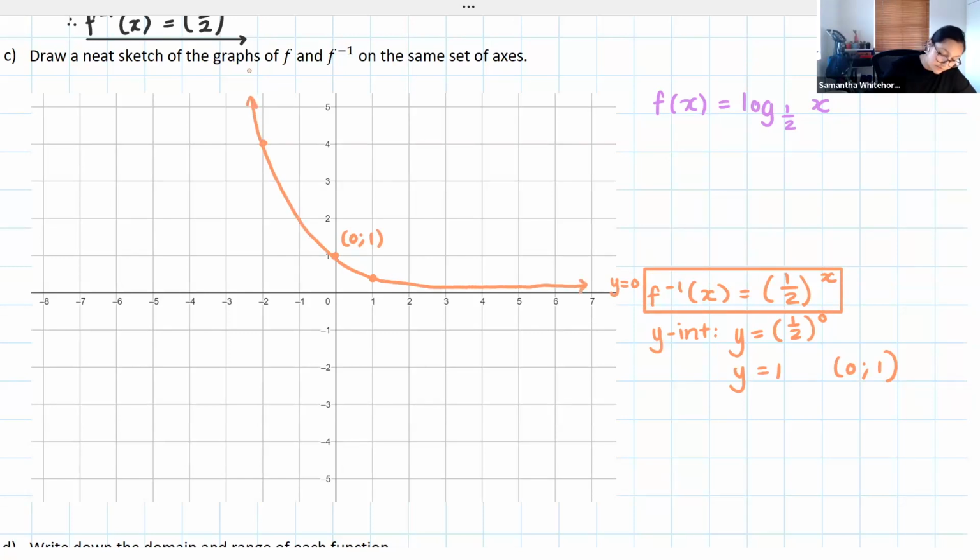That is the best function I've drawn the whole day. Quite proud of myself here. Right, so there's the first one.